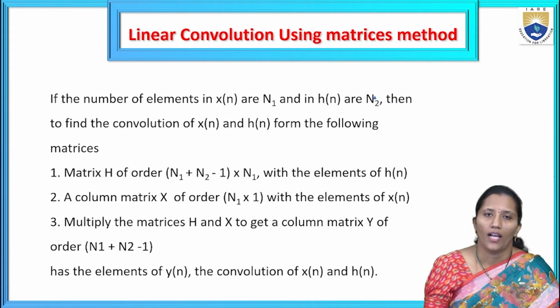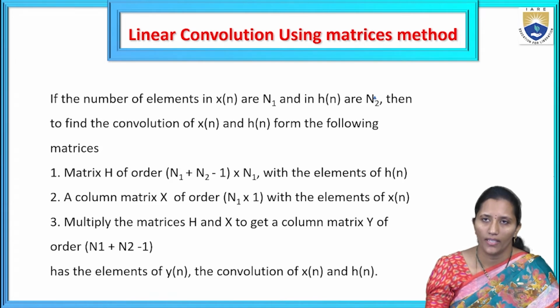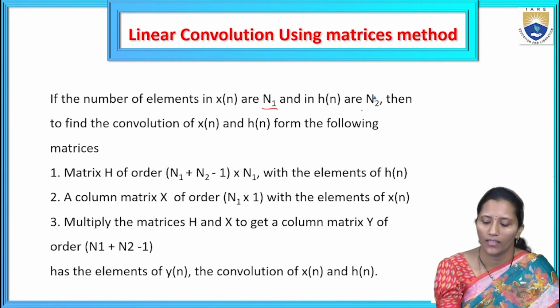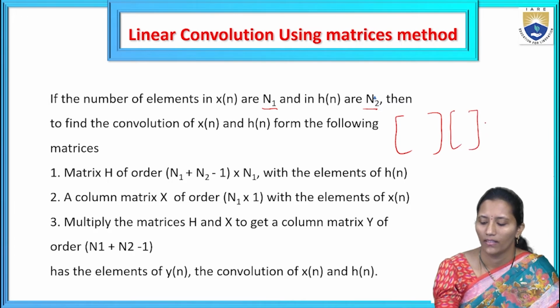Another method is linear convolution using the matrix method. Here, if the number of elements in x of n is n1 and in h of n is n2, then to find the convolution of x of n and h of n, form the following matrices. Here we have to represent the matrices. This is your output matrix, this is the H matrix, this is the X matrix.